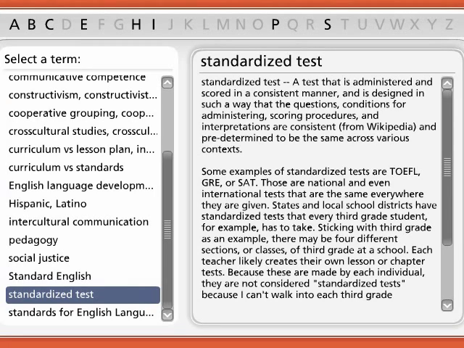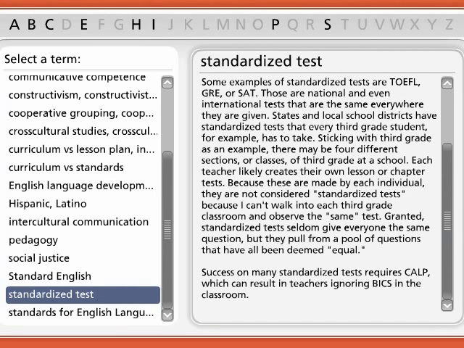Sticking with third grade as an example, there may be 4 different sections or classes of third grade at a school. Each teacher in those classes likely creates their own lesson or chapter tests. Because these are made by each individual, they're not considered standardized tests, because I can't walk into each third grade classroom and observe the same test. Granted, standardized tests seldom give everyone the same question, but they pull from a pool of questions that have all been deemed equal. Success on many standardized tests requires CALP, which can result in teachers ignoring BICS in the classroom.